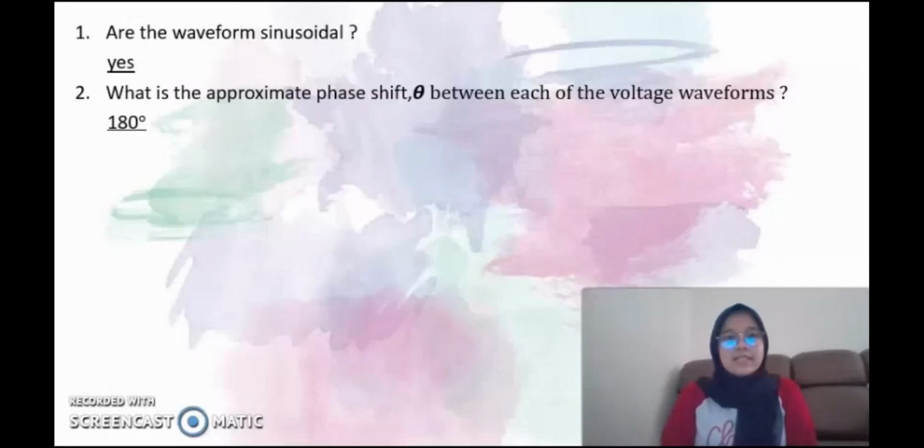Okay, let's take a look at some questions. Are the waveforms sinusoidal? Yes. And second, what is the approximate phase shift between each of the voltage waveforms? Since the waveform is a sine, the approximate phase shift is 180 degrees.